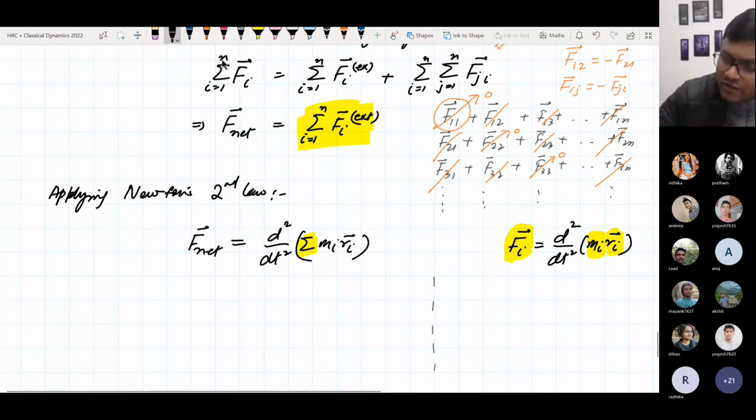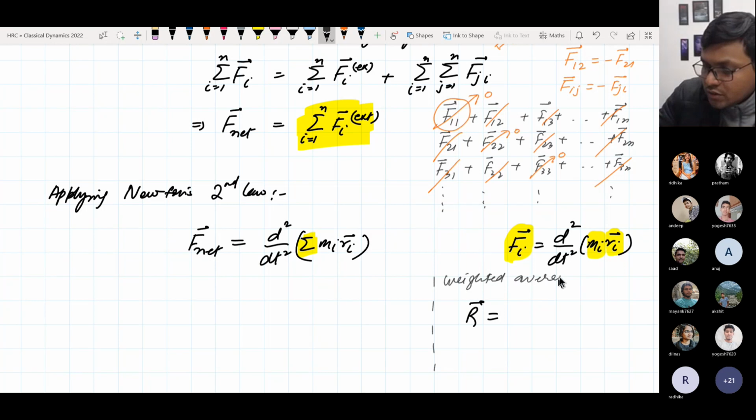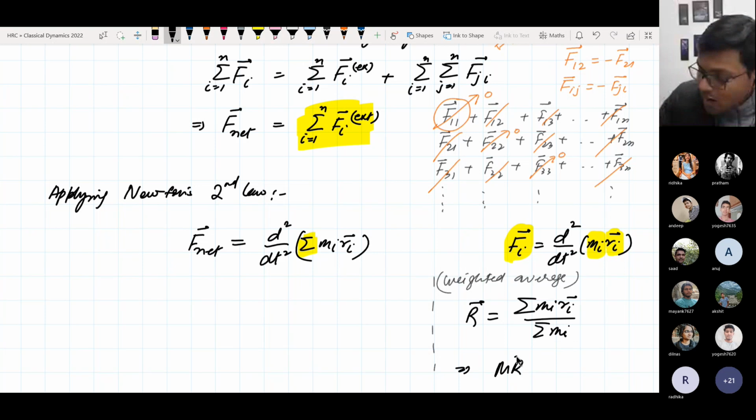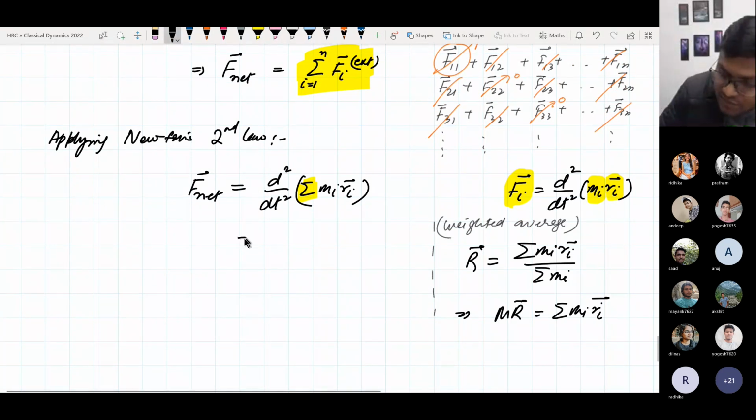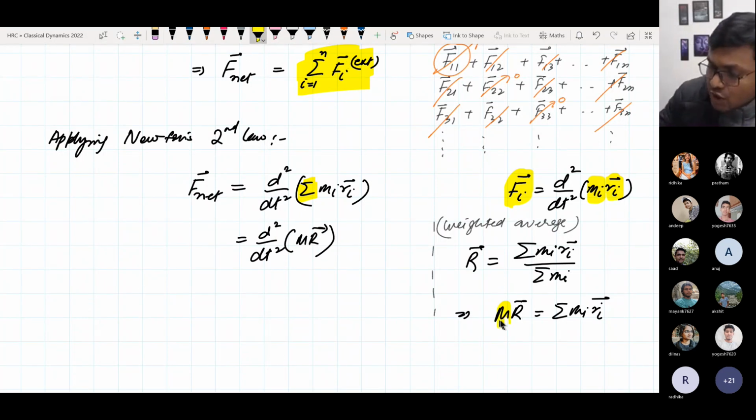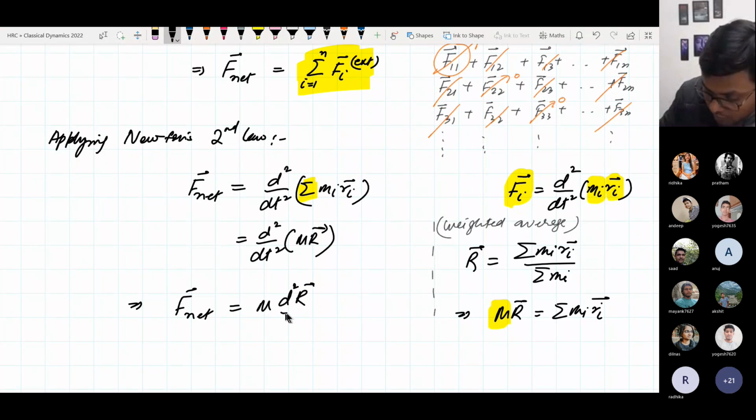Yes, sir. So now if I define some kind of a weighted average of all the positions, because there is r1, there is r2, there is r3 for all the n masses. If I create a weighted average defined as summation over mi ri upon summation over mi, where this is the total mass, then M R is equal to summation over mi ri. If I bring it here, this simply becomes d²/dt² of M R. If the mass m does not change during the course of its motion, this simply becomes F net is equal to M d²R/dt². This is Newton's second law for a system of particles.